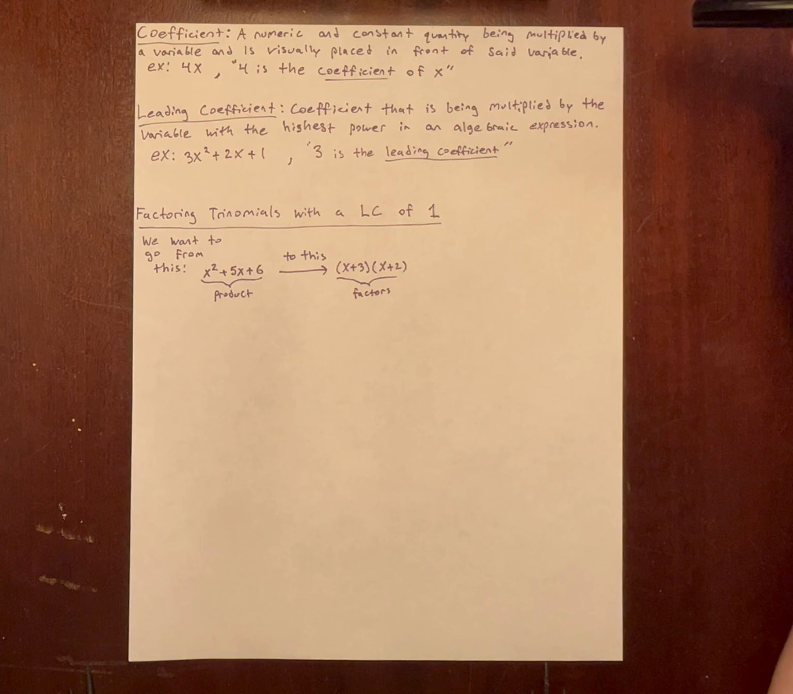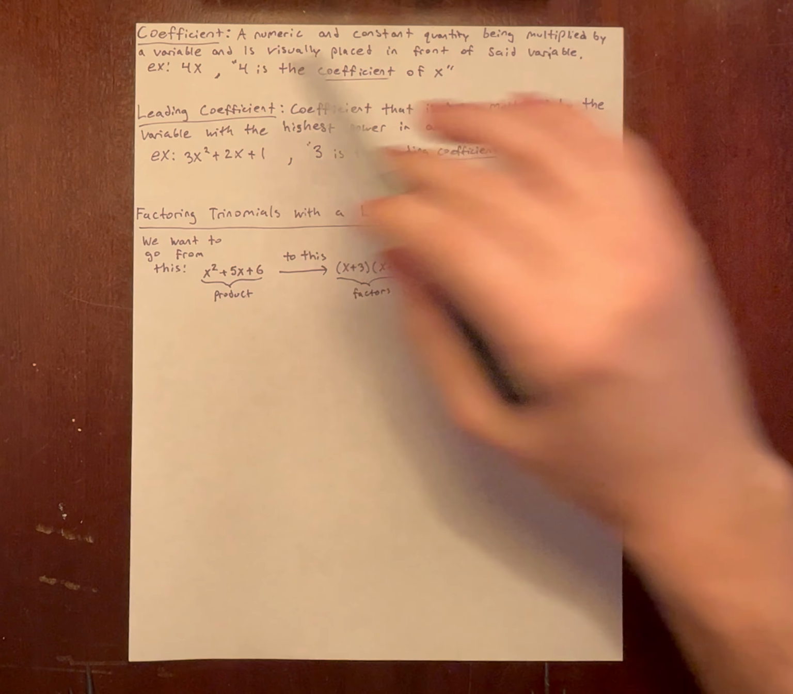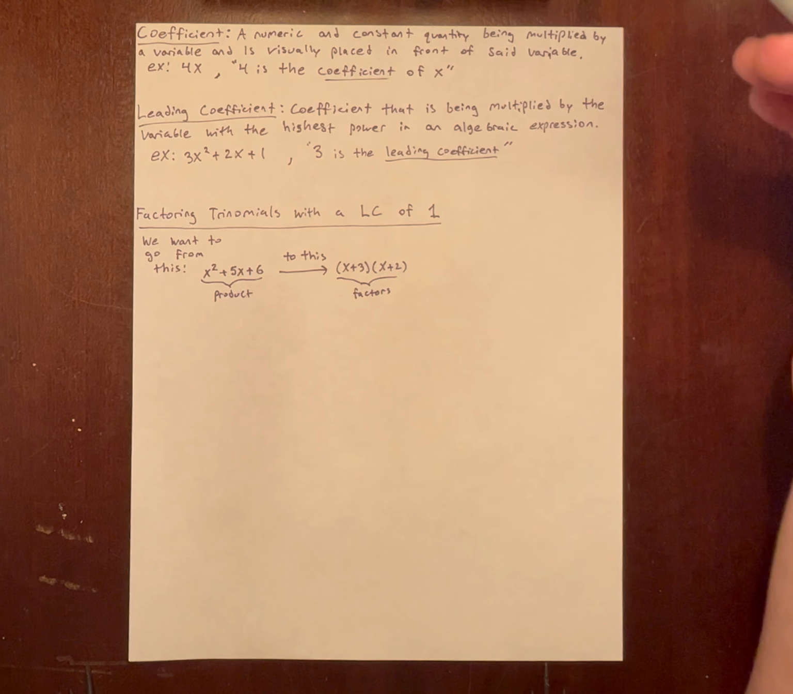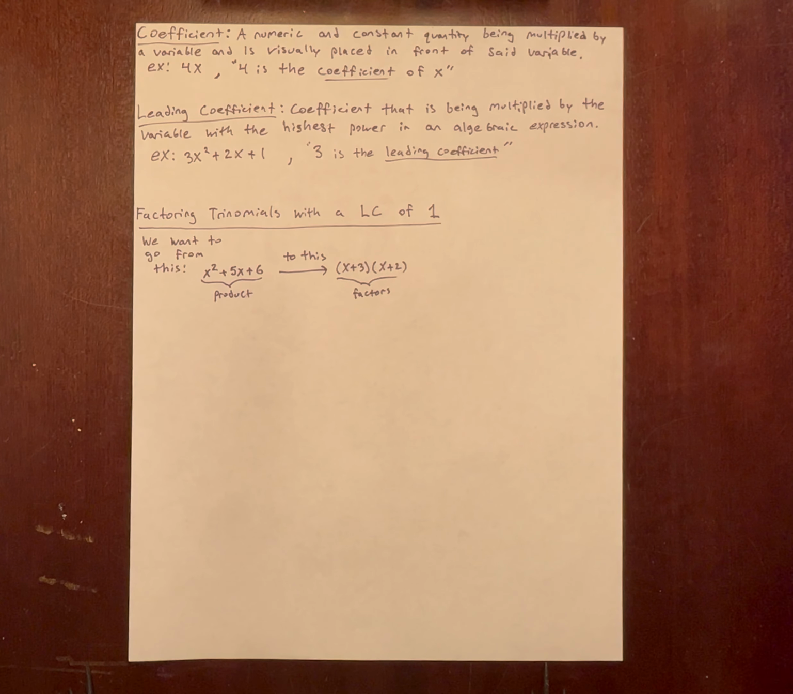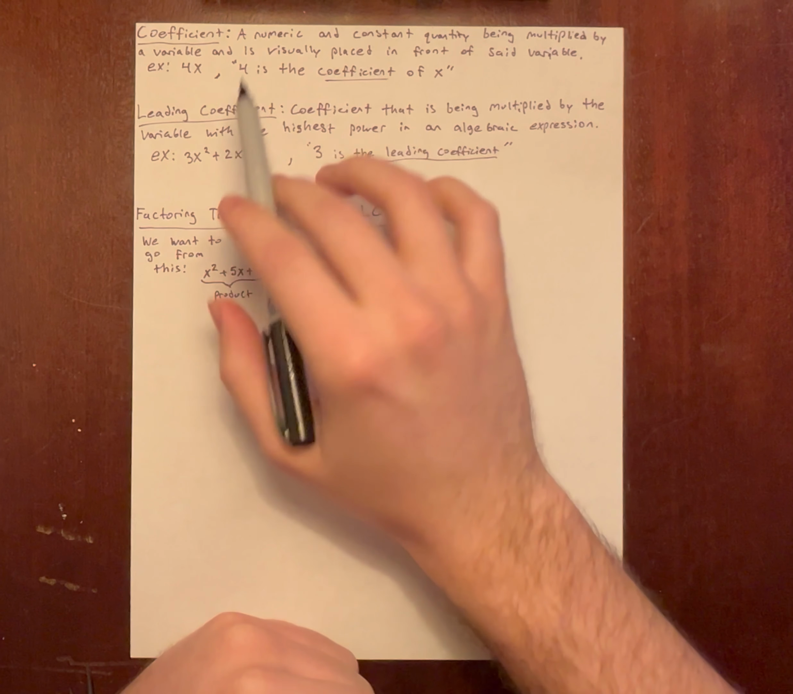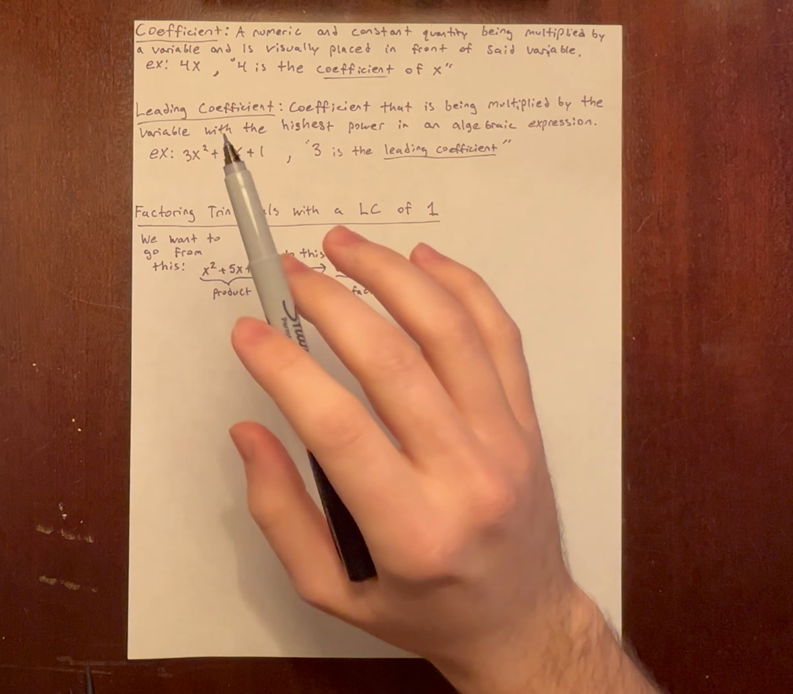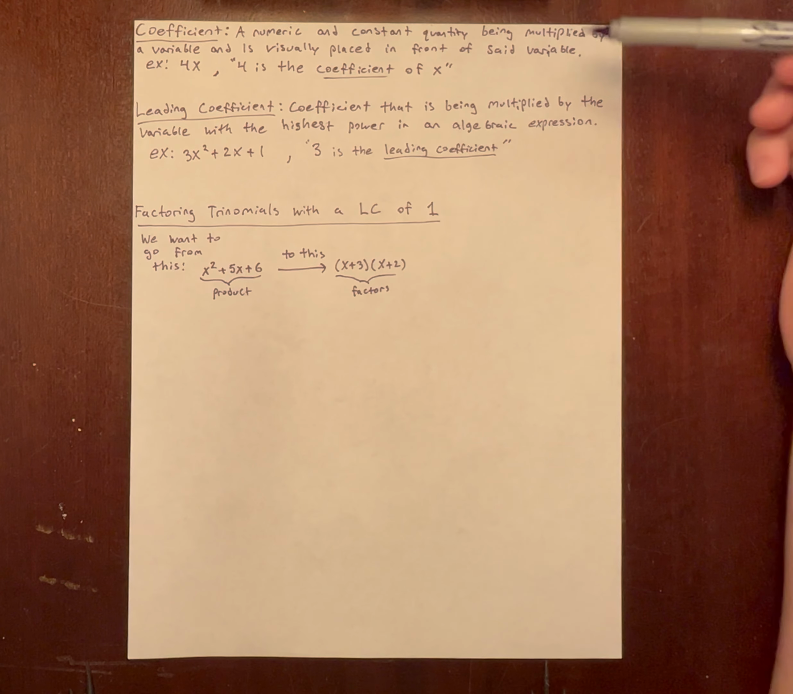I've mentioned coefficient before and briefly explained what it was in a previous video, but now I feel like it's appropriate that we need a formal definition just to know what we're looking at going forward. So a coefficient, by my definition, is a numeric and constant quantity being multiplied by a variable and is visually placed in front of said variable. With an example, what that basically means is if you have 4x, then 4 is the coefficient of x. It is the number being multiplied by a variable that sits to the left of the variable, in front of it.